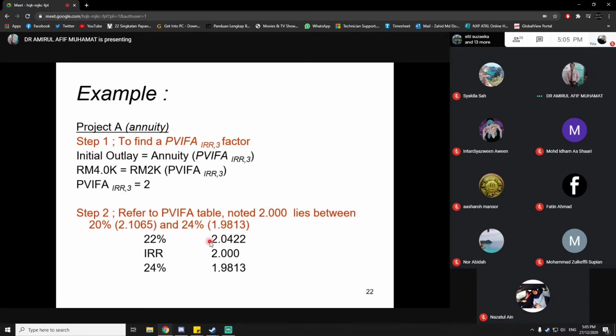2.0422 is actually 22%, and 1.9813 is 24%. In the middle is the IRR, the percentage that you need to find, and the factor is 2.000. So the second step, we need to arrange it in this form.